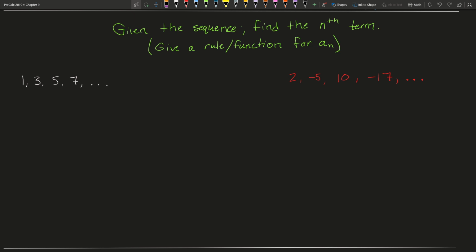So what's probably a little bit more difficult is working backwards. So up above, we had the rule and we're working toward a sequence. In this case, we have a sequence and we're working toward the rule. All right, so in these examples, we need to find the rule for the nth term. Okay, and we have to do so by seeing what happens at each term.